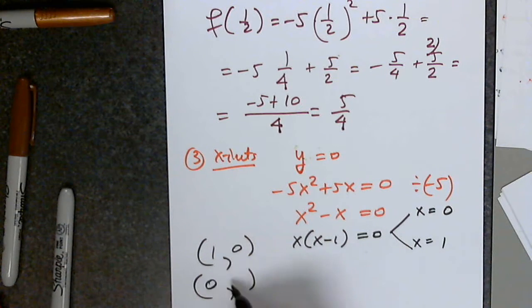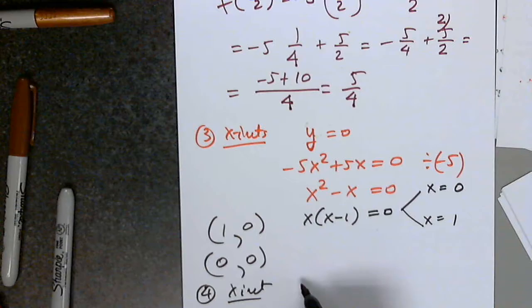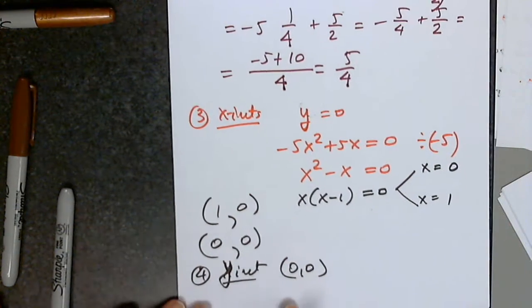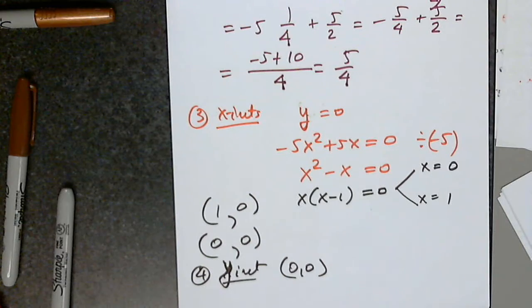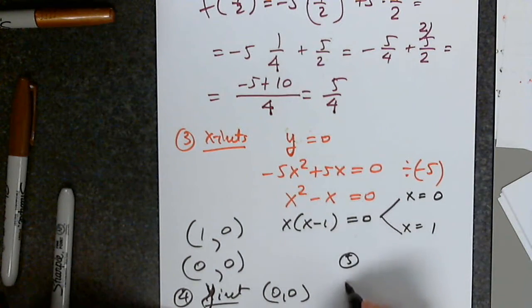So then the ordered pairs are 1, 0 and 0, 0. So there is no point in finding the x-intercept. It's already there. When x is 0, y is 0. I'm sorry, I meant y, of course. The y-intercept, when x is 0, y is 0. And now I need 5 and 6, just words.